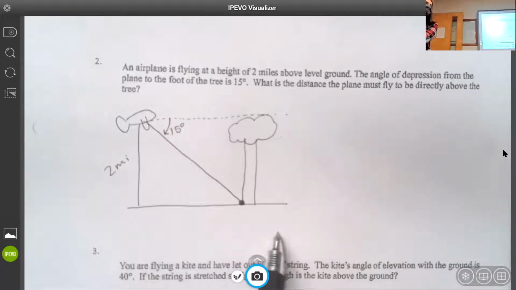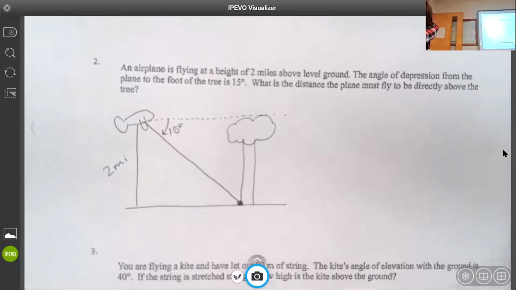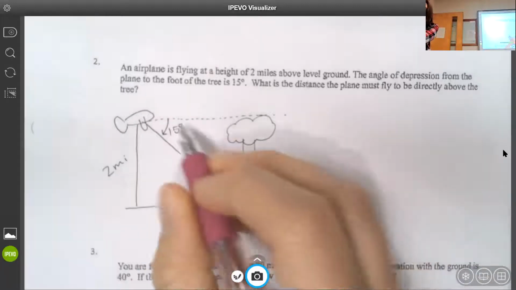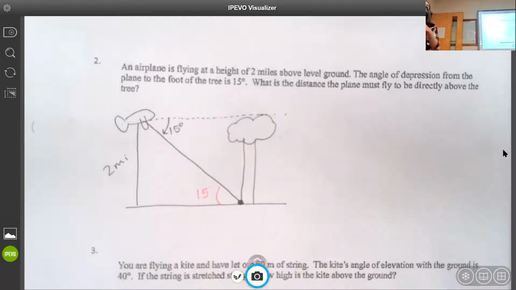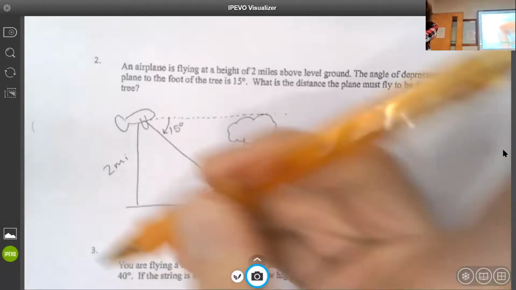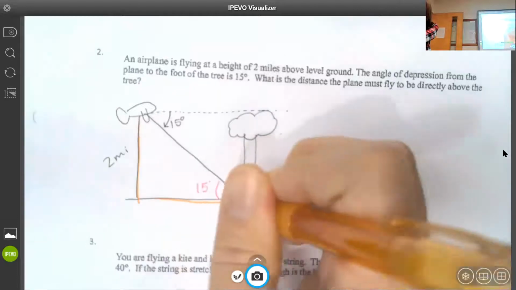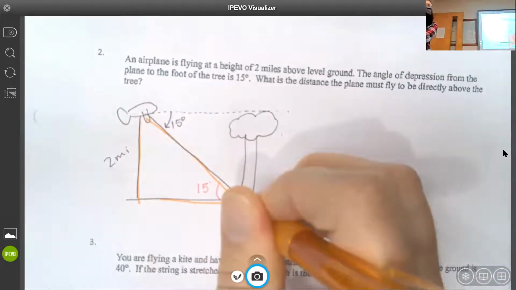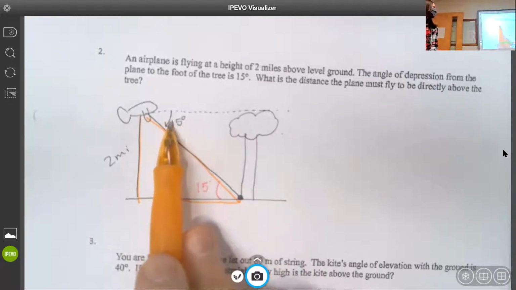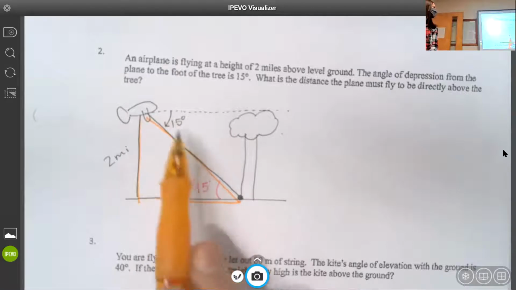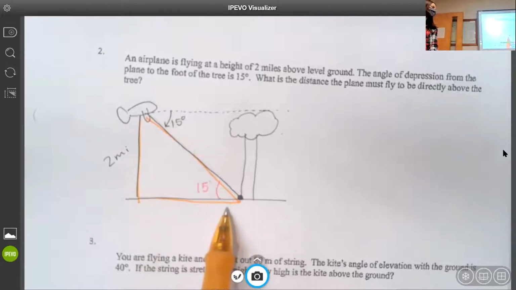of 15 degrees. And the trick with the depression ones is that we have alternate interior angles here. So if this is 15, this angle is also 15. So you can always find an angle within the triangle that should come out of your image. So here's the triangle I'm going to look at. You can always find an angle within that triangle. But if it's depression, it's not in the triangle initially, and it's alternate interior angles that we use from parallel lines.